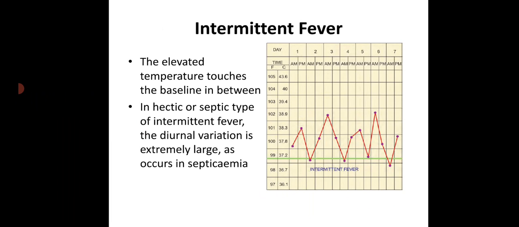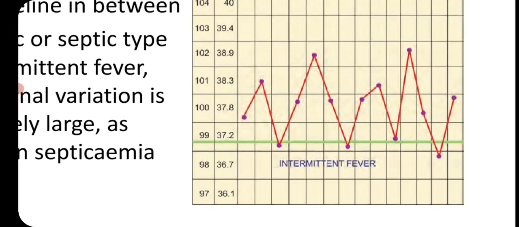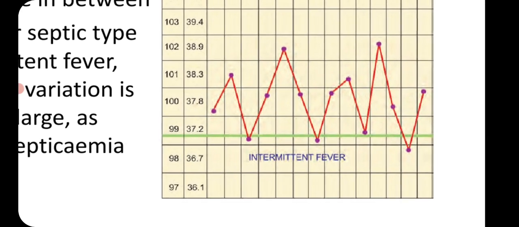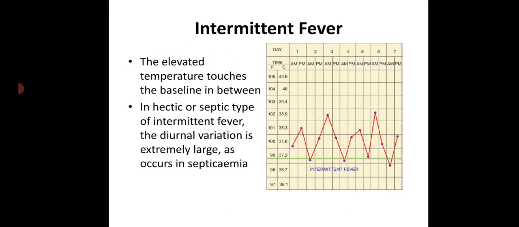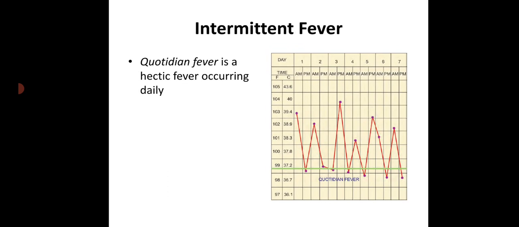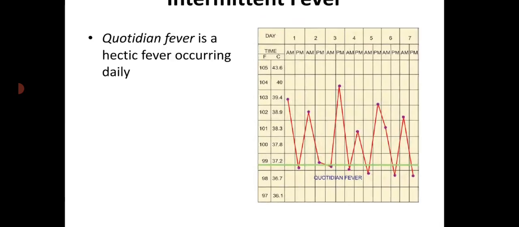Then intermittent fever, elevated temperature touches the baseline in between. In hectic or septic type of intermittent fever, the diurnal variation is extremely large as occurs in septicemia. Then quotidian fever, it is a hectic fever occurring daily.